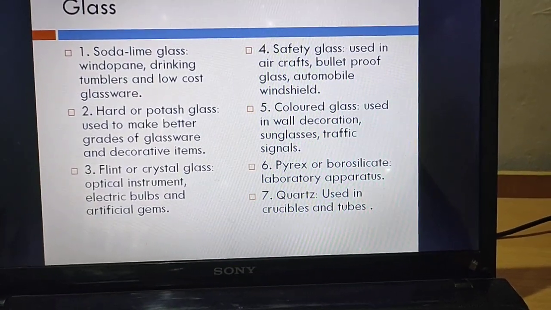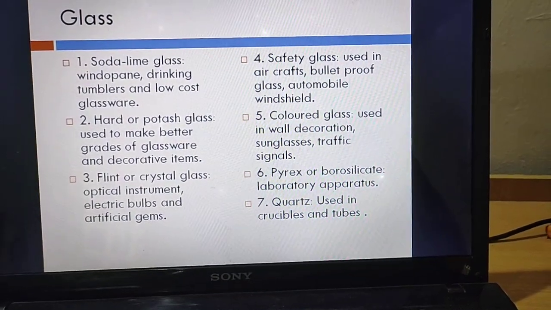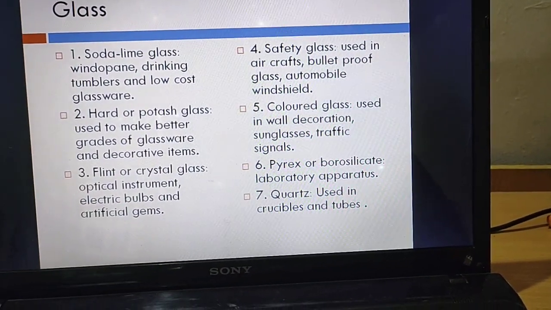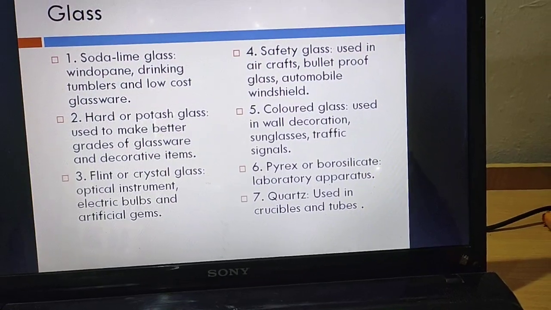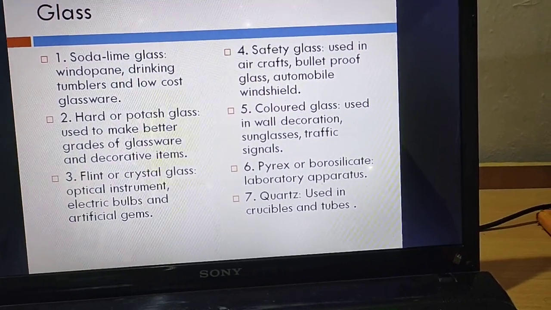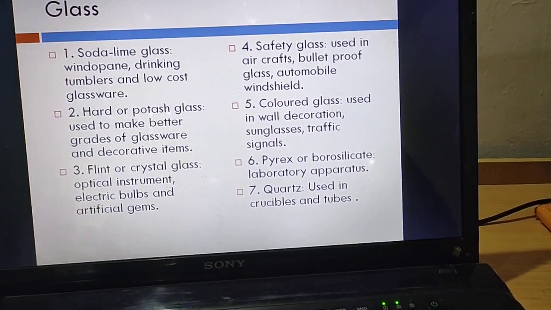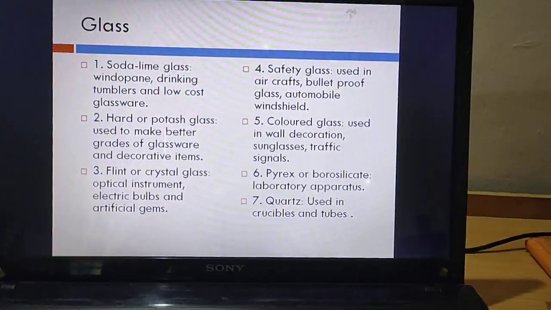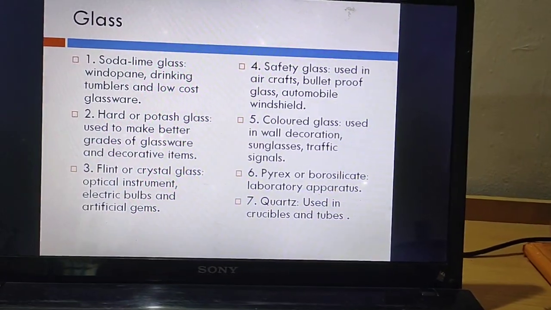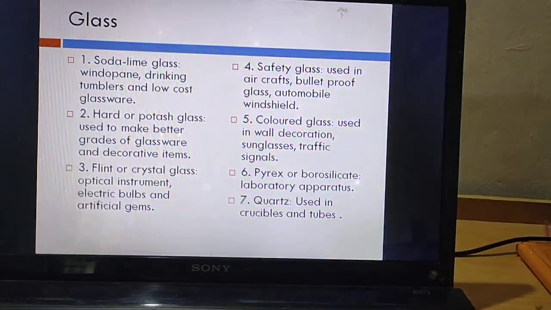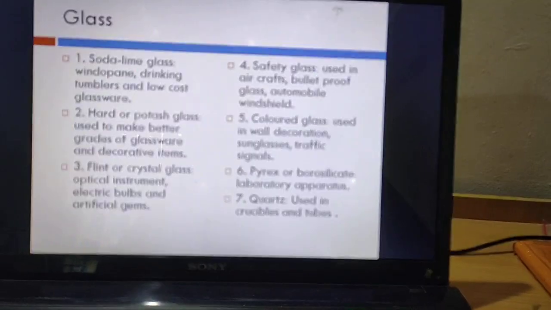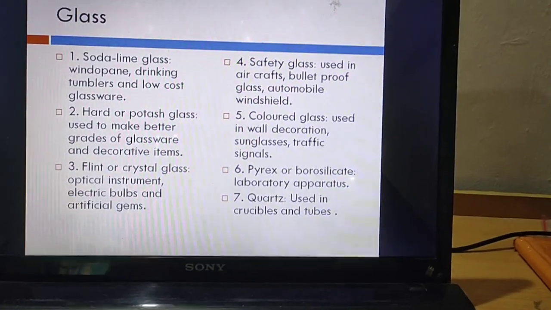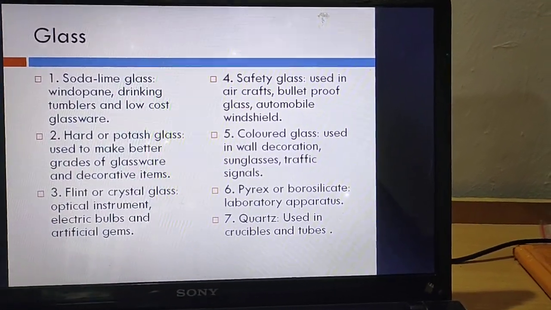The next type of glass is quartz. It is used to make crucibles and tubes that are used in laboratories. And crucible means what? They are again the lab apparatus which we use for carrying out different functions or different reactions. Quartz glass is heat resistant also. So whenever you want to do strong heating, you can use the crucibles.